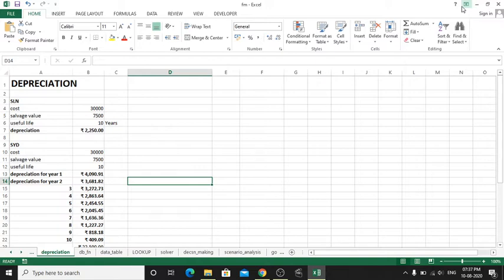First one is SLN. SLN stands for straight line. So SL stands for straight line. Straight line depreciation is the most basic type of depreciation. This method depreciates an asset by a fixed amount per period over the asset's useful life.